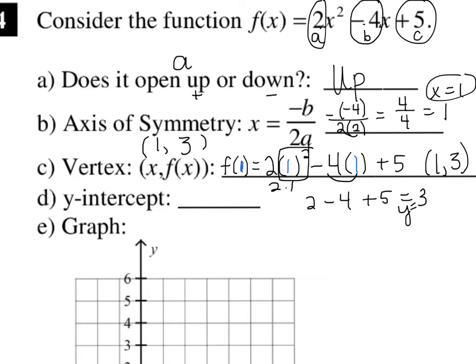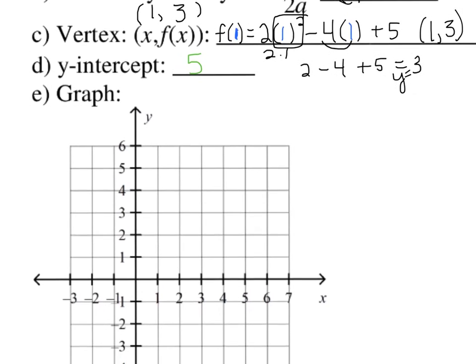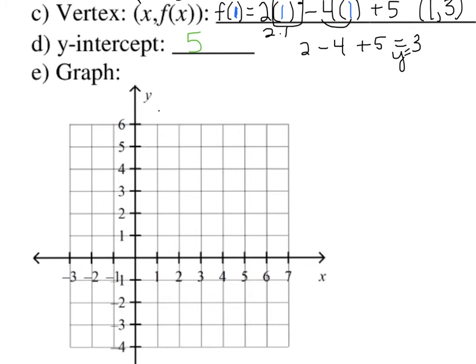The y-intercept is whatever c is, and c is positive 5, so our y-intercept is 5. So let's put all this info on the graph. We need to put a dashed vertical line through x equals 1. We need to plot the vertex, which was up 3 units. We can put on the y-intercept through 5, and I will put the mirror image of that point on the other side of the axis of symmetry. And now you can connect those dots with the parabola that opens up.